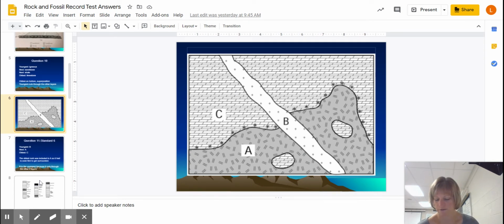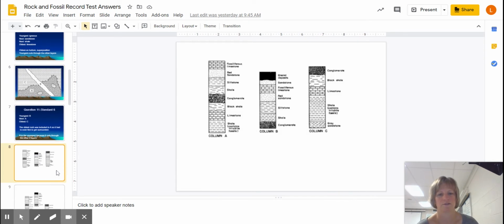Okay, now the final set of questions for the relative dating standard, you used these images.